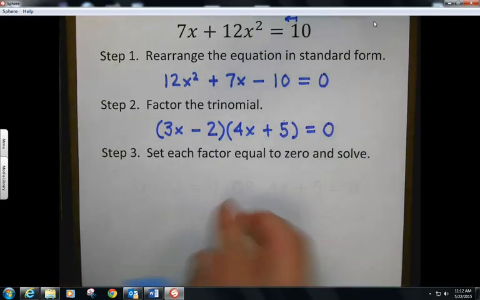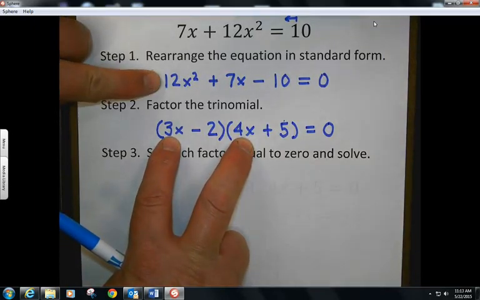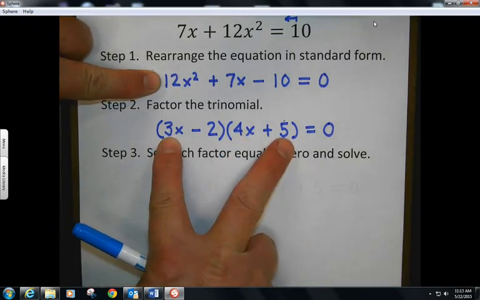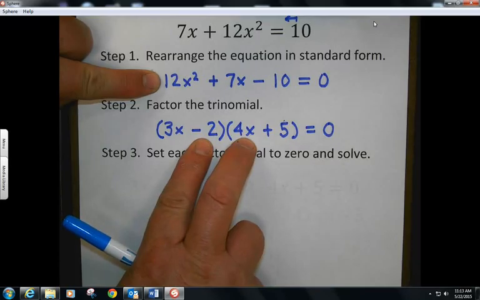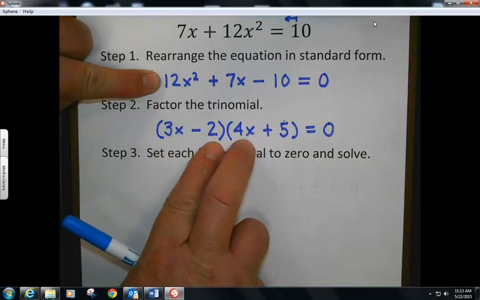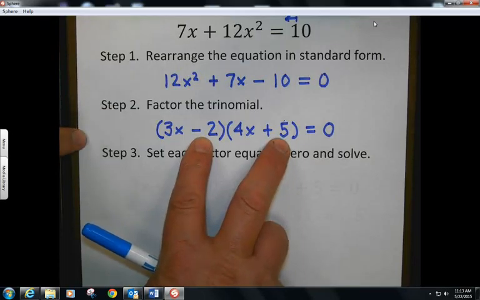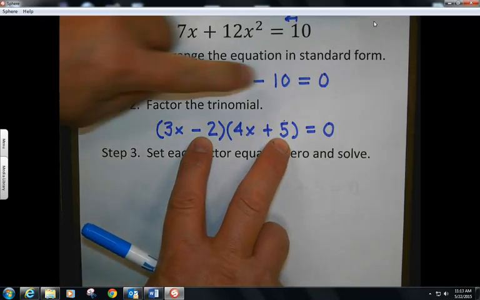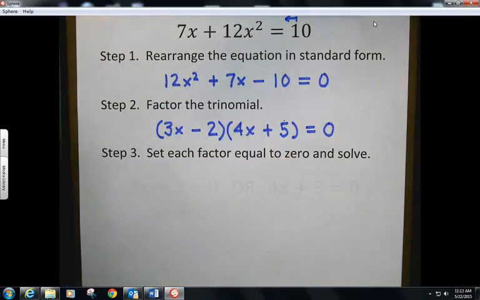We'll FOIL this just to check. Those two terms, first times first, give 12x squared. The outside is 15x. The inside is minus 8x. And so when you combine 15x and minus 8x, you get 7x. And finally, the last times last, negative 2 times 5 gives the constant negative 10. So this is factored correctly.